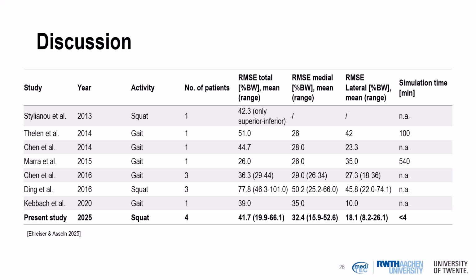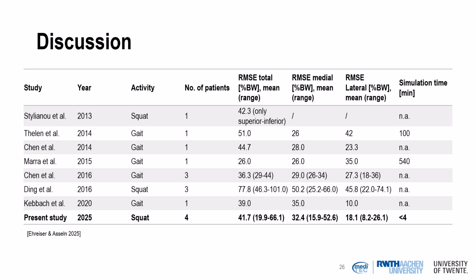But we are also very critical, and if we compare ourselves to previously published studies and compare our accuracy in terms of root mean squared error, and here we have listed almost seven other studies, we can see that our prediction accuracy is quite good. Most of the studies presented in the literature focus on gait, and there are just 2 other studies focusing on squatting. So the number of patients or participants in the studies is quite low.